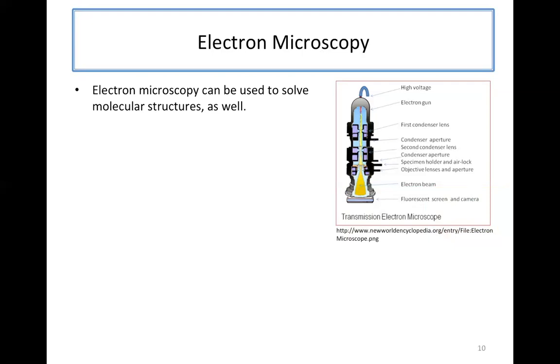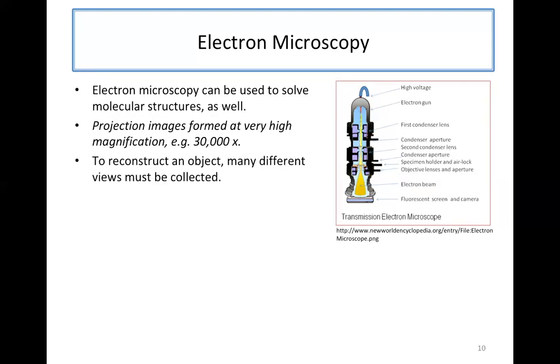Electron microscopy can be used to solve molecular structures as well, as you all know now. Projection images are formed at very high magnification. A typical number is 30,000. And to reconstruct an object, many different views must be collected. And there are some shortcomings too.